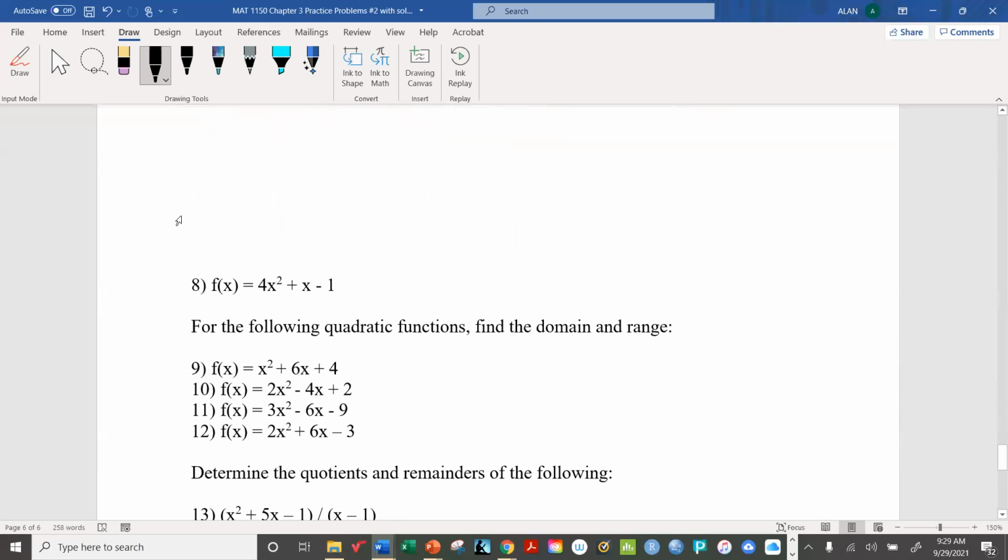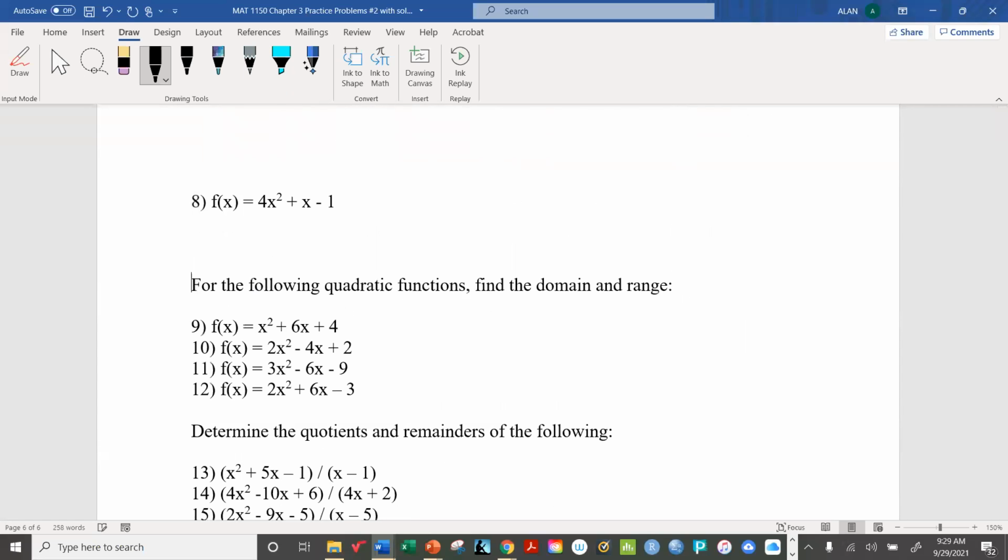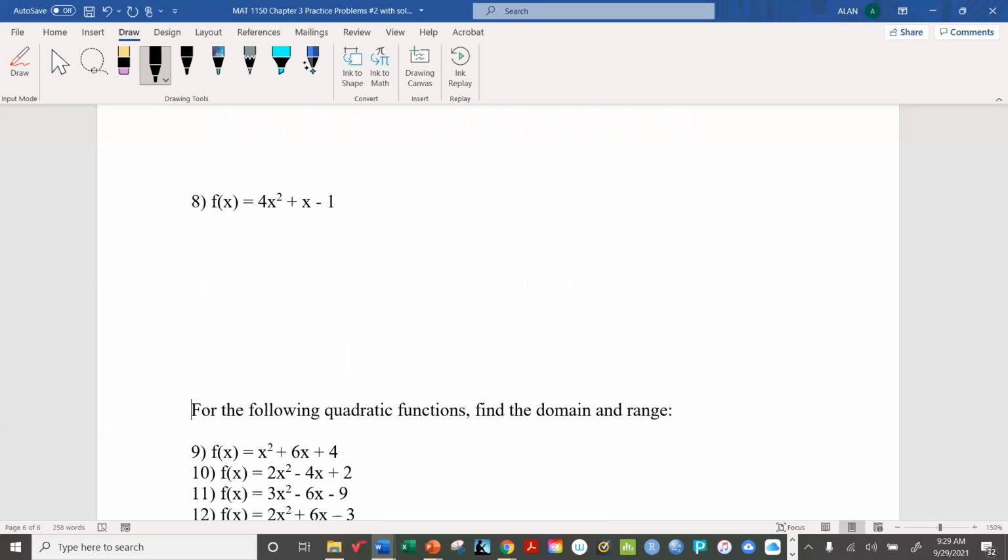All right, and then one more. So again, what do we need to know? And so h is negative b over 2a.